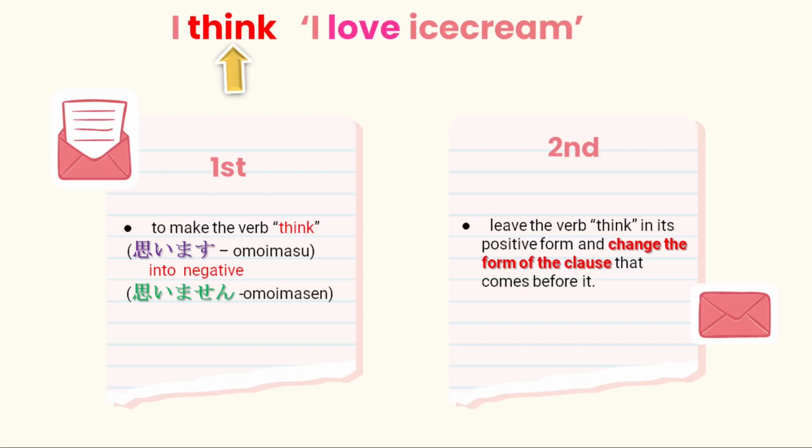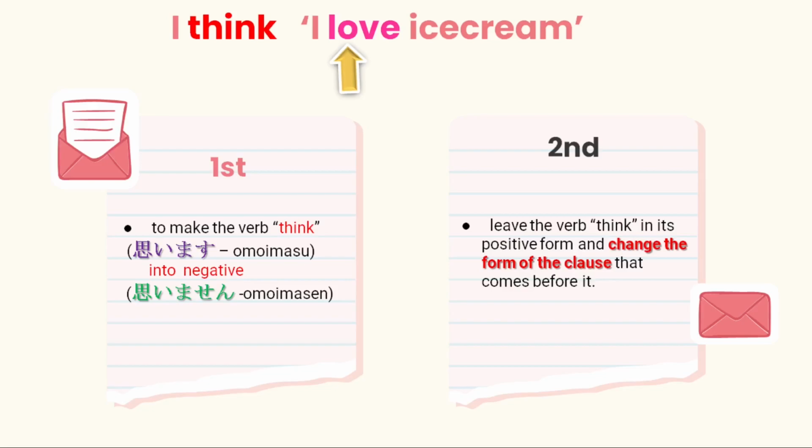On the other hand, the second way suggests that you can convert the verb love into its negative form. So now the statement will be, I think I don't love ice cream. So I think now this example gave you a clear idea of what I am trying to say. You can change either think over here or love over here.